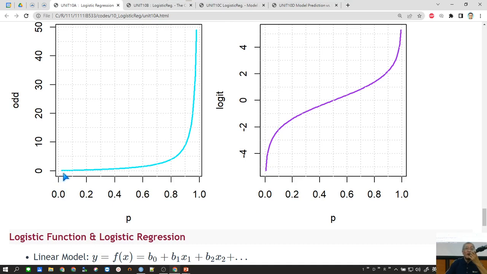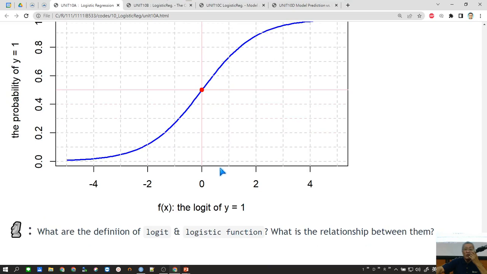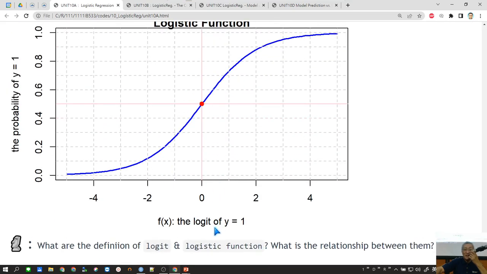because if you apply log to 0, it would go to negative infinite, right? And if we transform P to logit, okay? But usually, the most useful transformation is I want to transform logit back to probability, right? This is logit, which is the value of the linear combination. So the logit is the value of the linear combination. And usually I want to transform this logit back to probability.